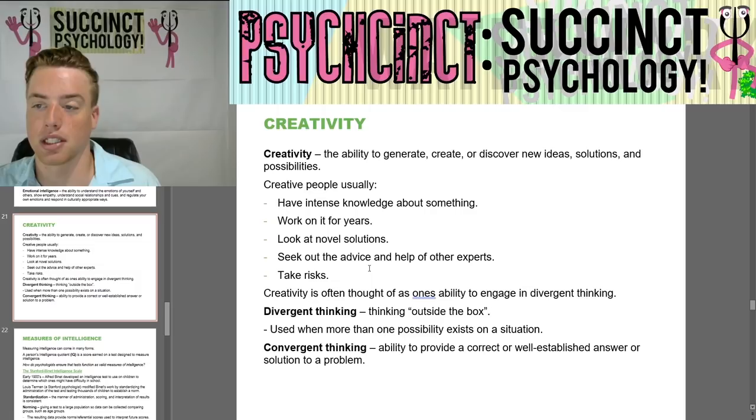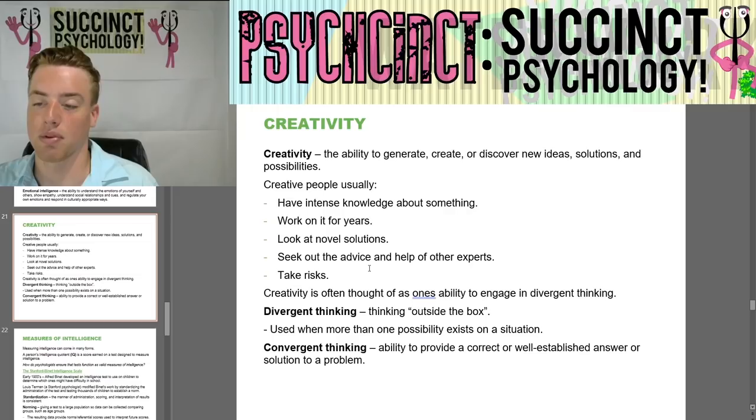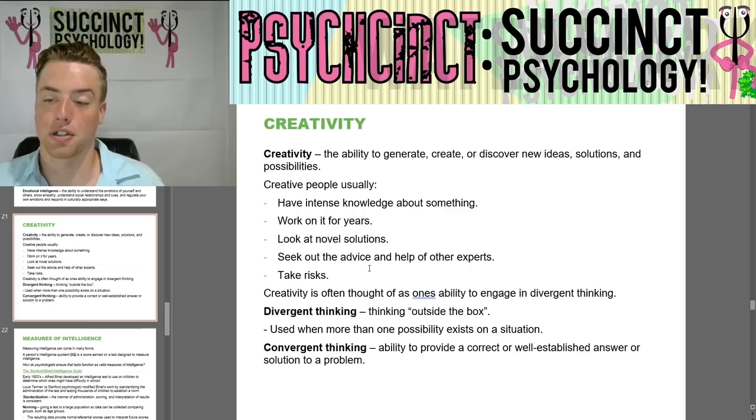Now, creative people usually have intense knowledge about something, work on it for years, look at novel solutions, so like unique solutions, and seek out the advice and help of other experts and take risks. Creativity is often thought of as one's ability to engage in divergent thinking. Now, divergent thinking is thinking outside the box, used when more than one possibility exists on a situation. Now, convergent thinking is ability to provide a correct or well-established answer or solution to a problem.